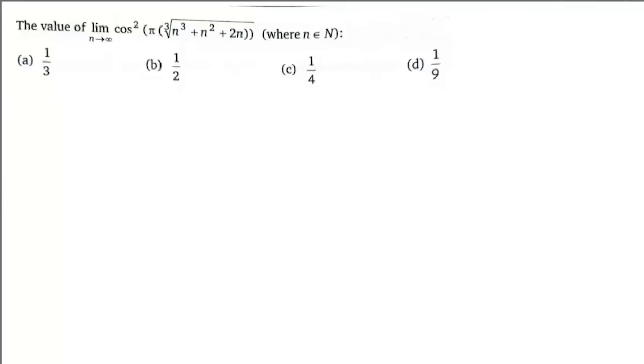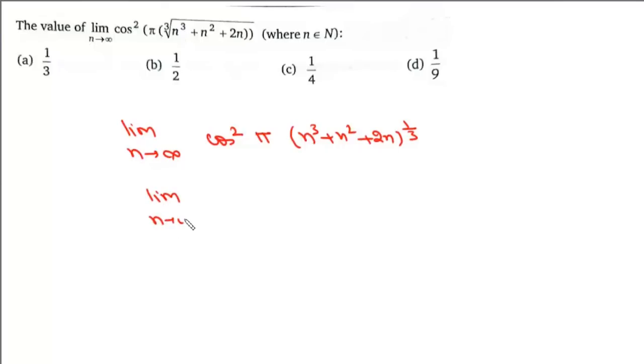Now here the question is, we need to find the value of this limit. Limit n tends to infinite cos square pi, and this is n cube plus n square plus 2n to the power 1 by 3. Now we'll take n cube common, so it will be this limit n tends to infinite cos square n pi, and here it will be 1 plus 1 by n plus 2 by n square to the power 1 by 3.